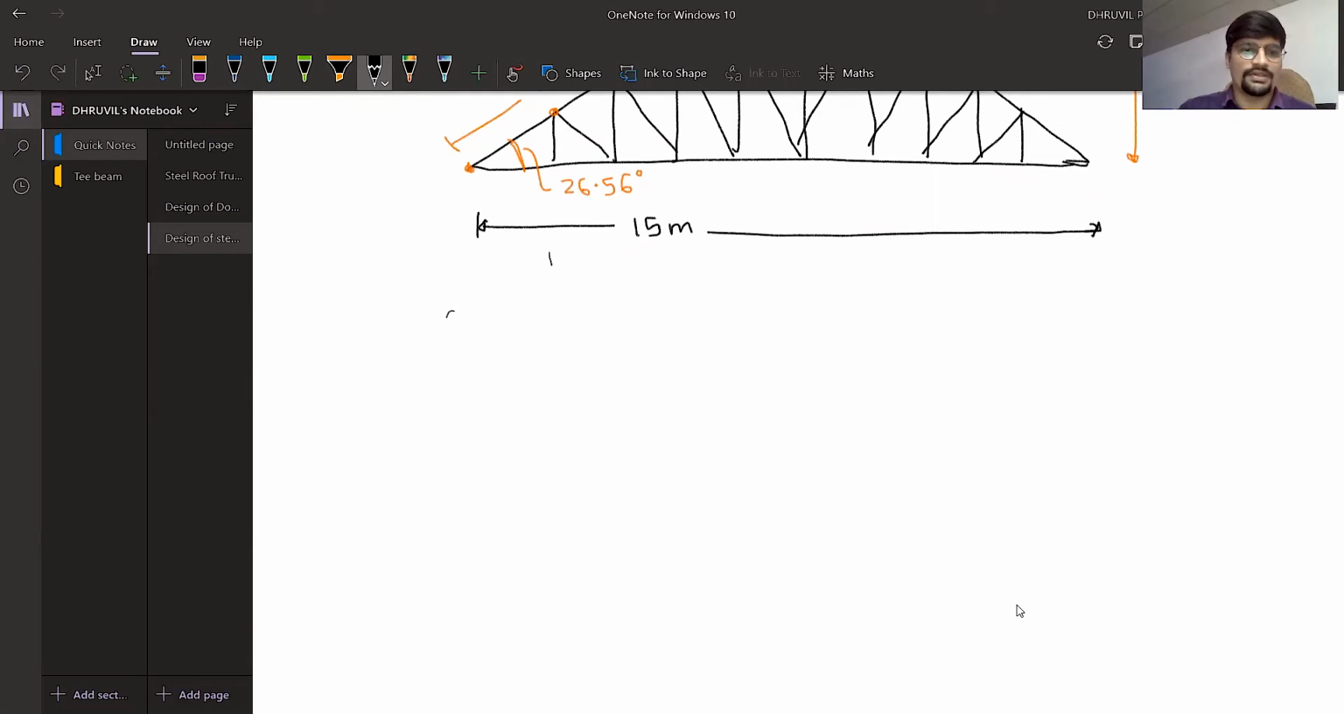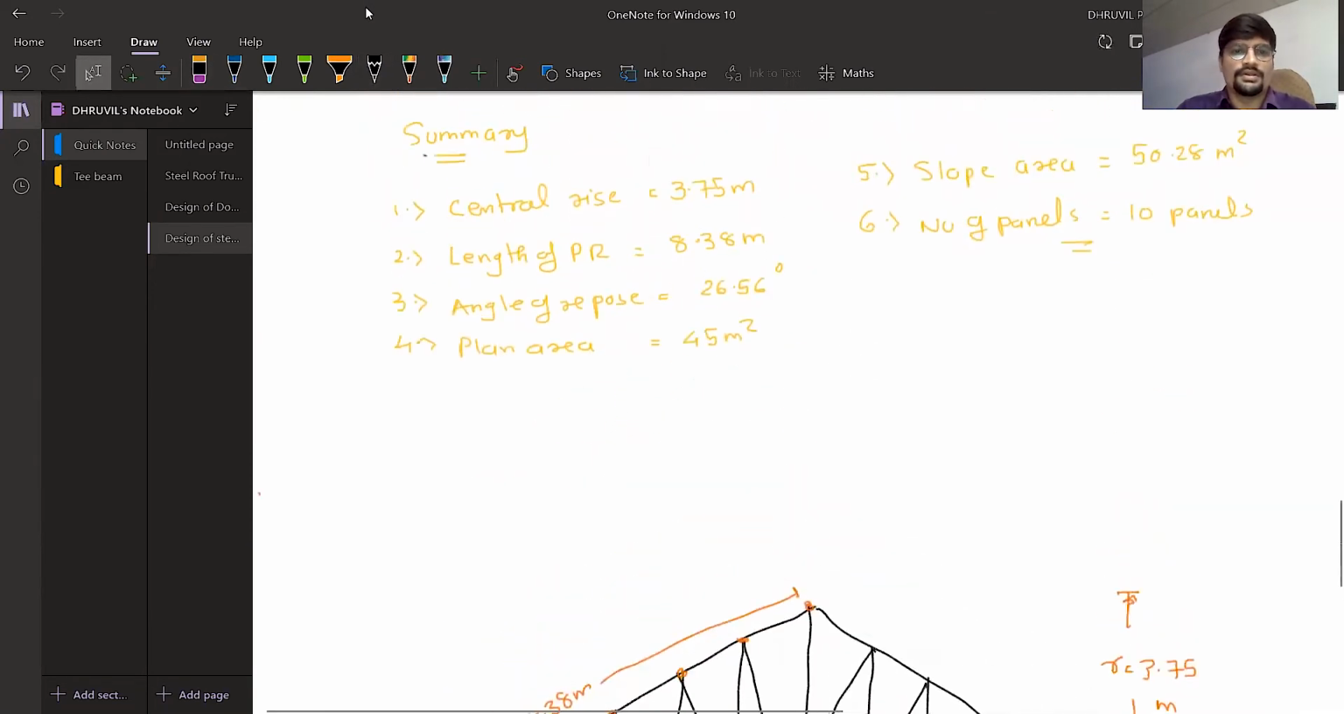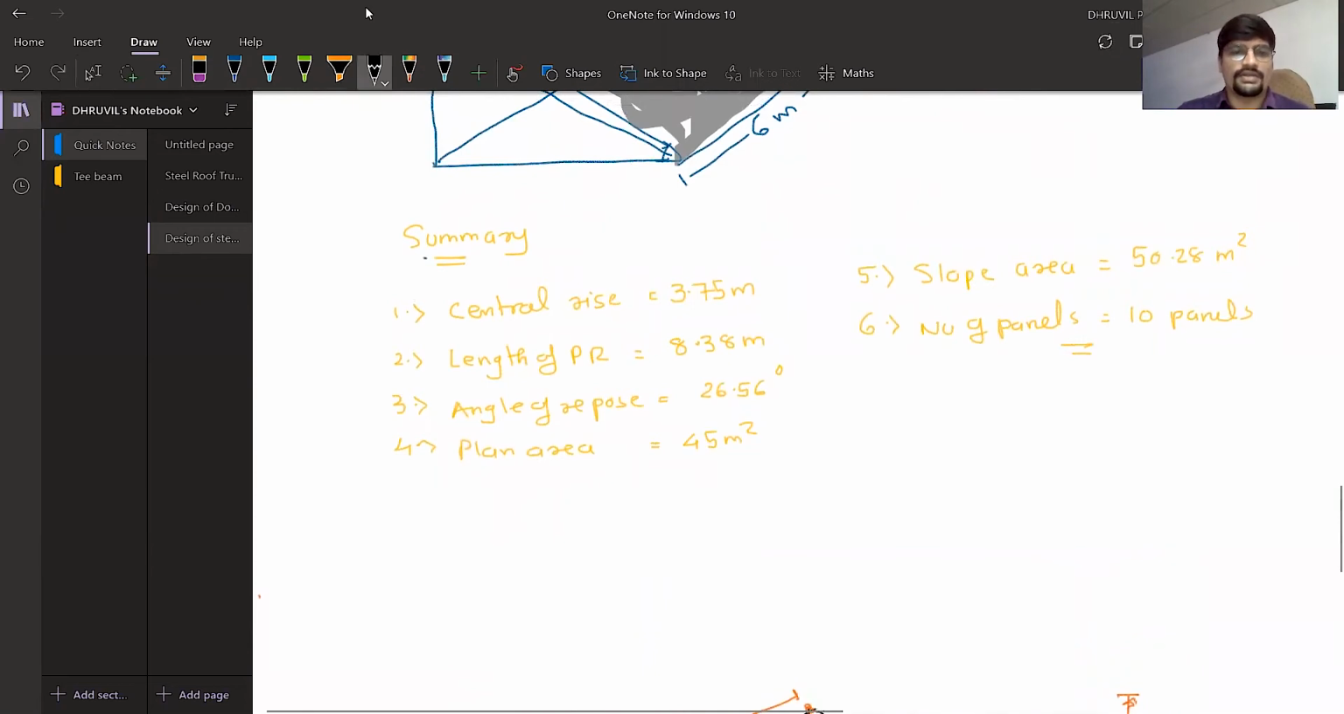Let's memorize some of the things that we have understood in the previous lecture, with the summary portion that we have calculated. This is the summary. We have calculated the center rise, that was 3.75, length of PR, that was 8.38 meter, angle of repose 26.56 degree, plan area is 45 meters square, slope area is 50.28 meters square, and number of panels is 10. Okay, so let's start with the calculation.